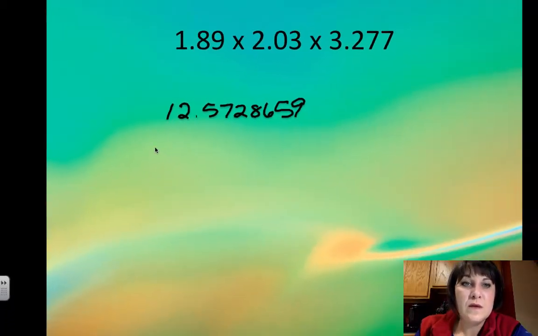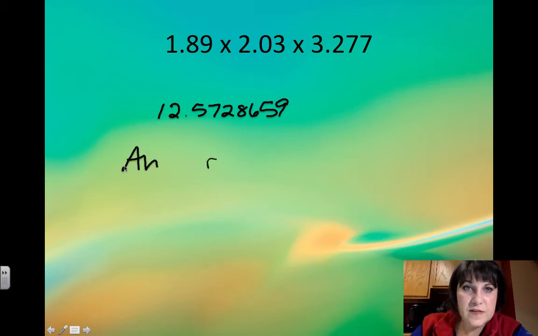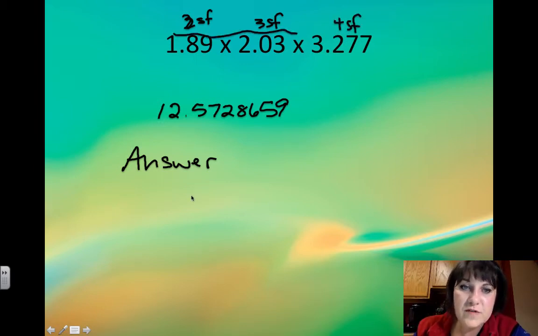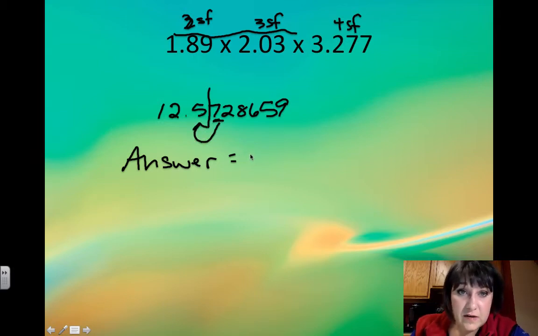Wait. So what do I get to report in my answer? Let's see, this number has 3 sig-figs. I was almost about to count decimal places, but I know better. So 3 sig-figs here, 3 sig-figs in the 2.03, and then this one has 4 sig-figs. So we're restricted to the least number of sig-figs in our answer. That would be 3. So 1, 2, 3. I have to stop writing after the 5. So I look behind the 5 to see, how do I need to round? So I notice that this 7 is larger than 5. I round this up to 12.6.